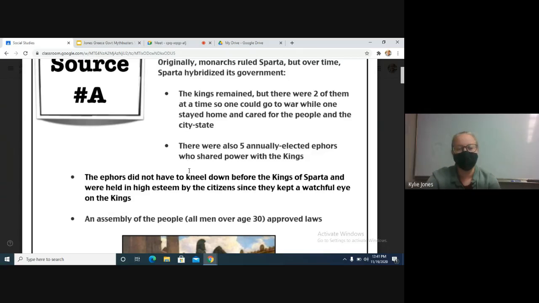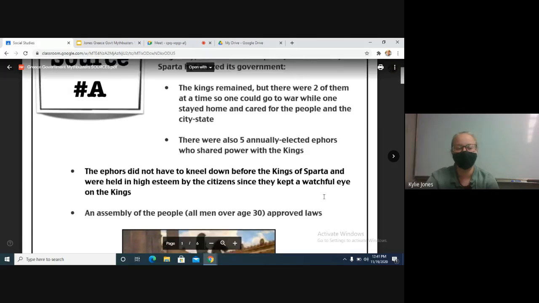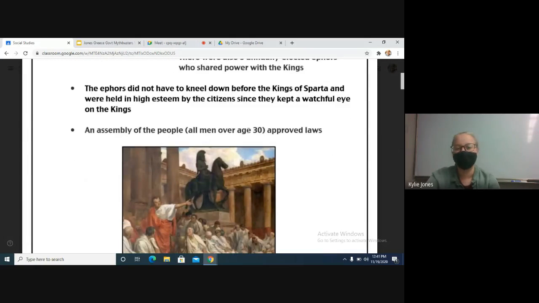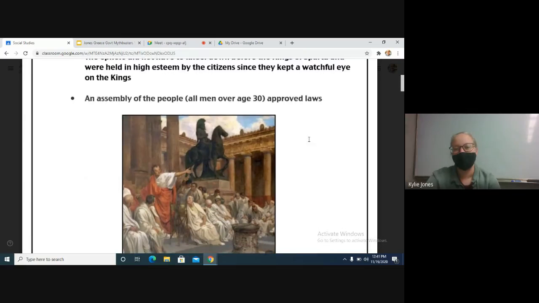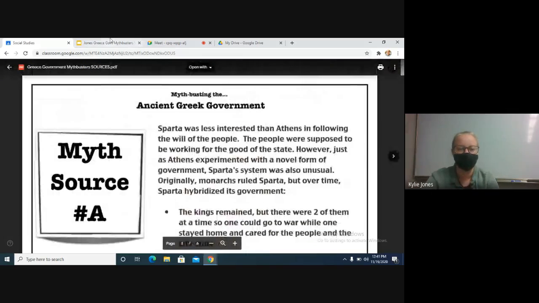The ephors did not have to kneel down before the kings of Sparta and were held in high esteem by the citizens since they kept a watchful eye on the king. An assembly of people, all of them men over the age of 30, would approve the laws. So there's our first part of stuff.